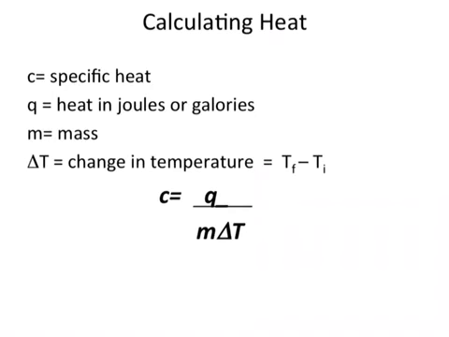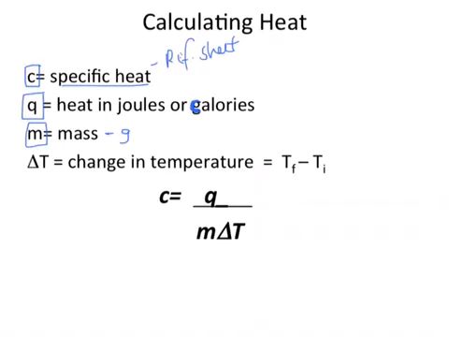The first thing that you need to be able to recognize is that the symbol C in the equation is going to represent specific heat. And on your reference sheet, you will find various values of specific heat for metals and for water in solid, liquid, and gaseous state. Q is going to stand for heat energy, and it will be either in joules or calories. M will stand for mass. Remember that the most common unit here will be grams.